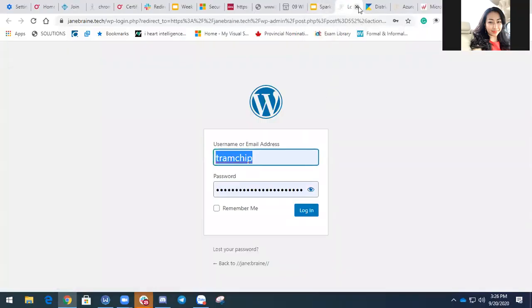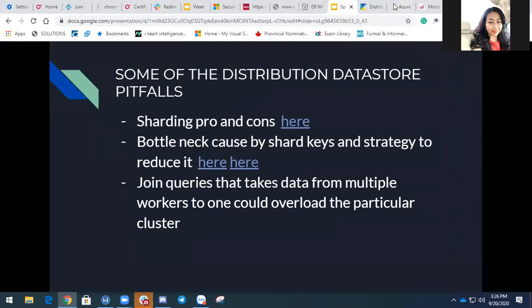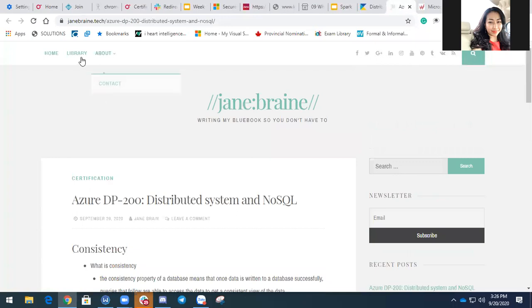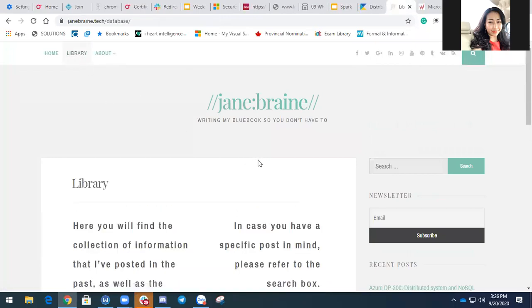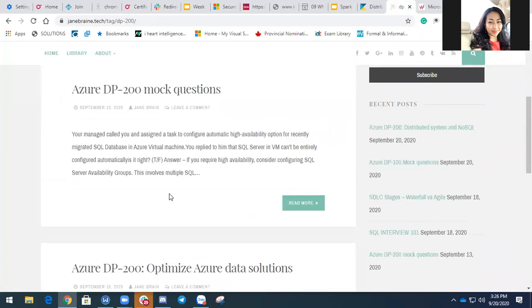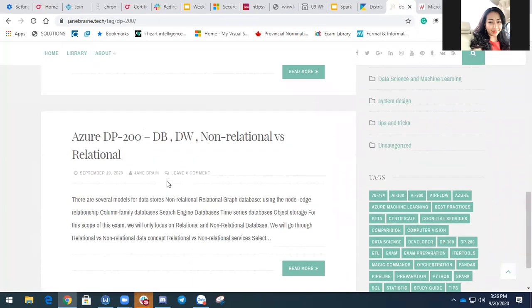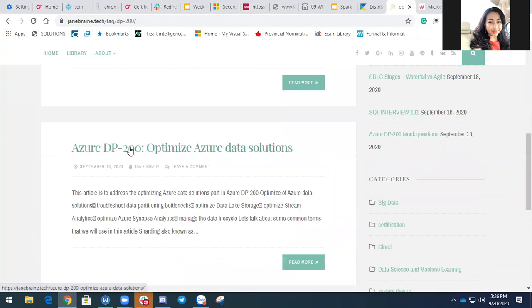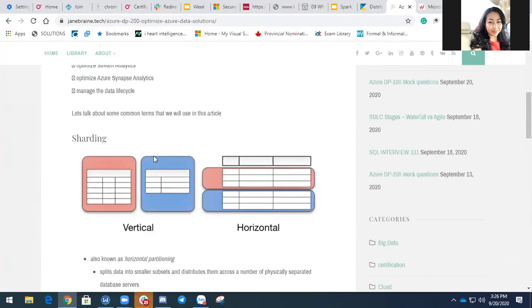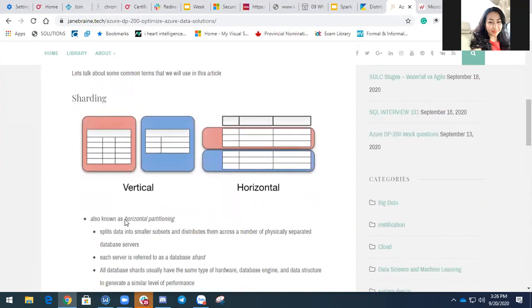Oh, shoot. I got the wrong link, so I'll fix this. But let me go back here to share with you about sharding, because one of the modules in the DP200 is optimize your data solution. I was reading the articles and different documents on that, and it mentioned sharding and partitioning.